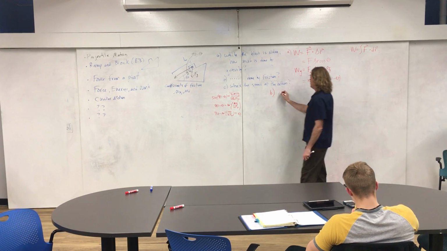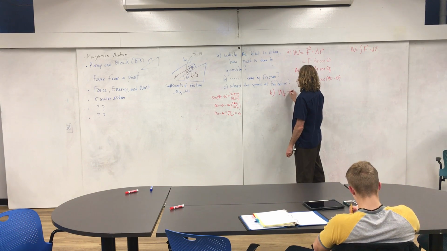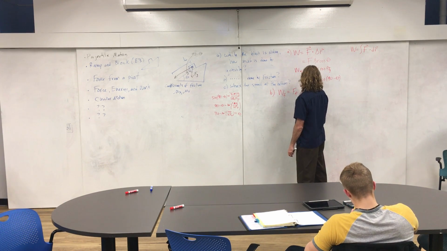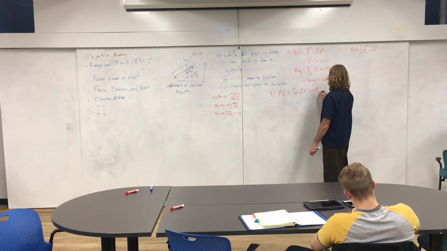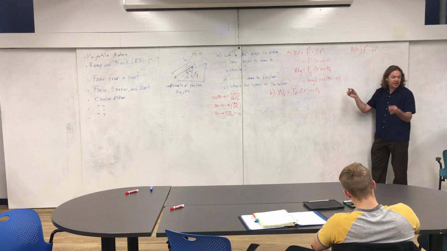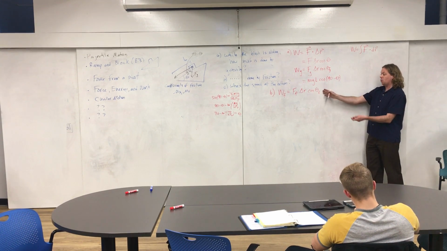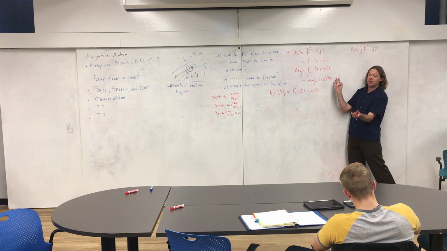Same formula, right? Work of friction is force of friction times the distance traveled times cosine theta, and again, I'm going to write theta f. That's kind of a stupid way of labeling it, but whatever angle has to go into that formula, I'm calling theta f, right?